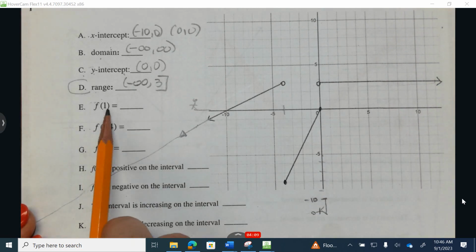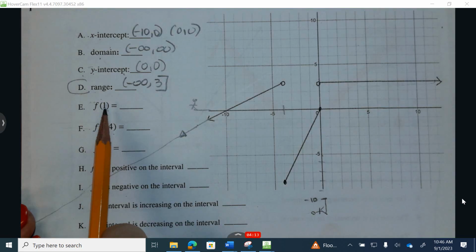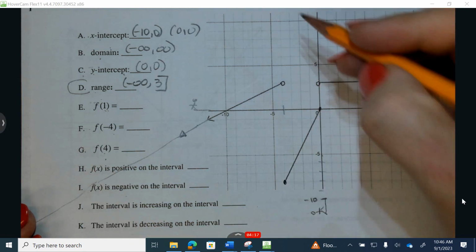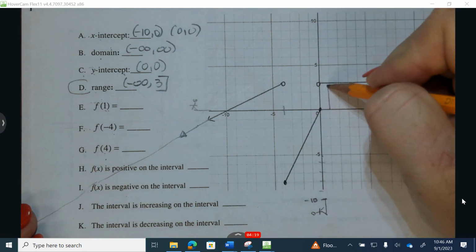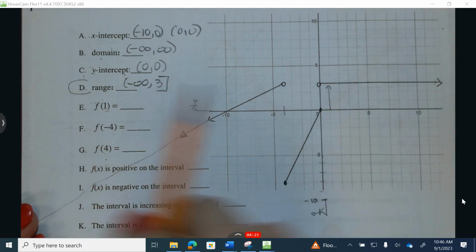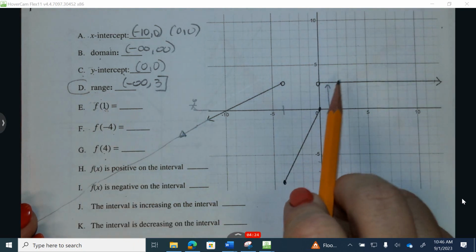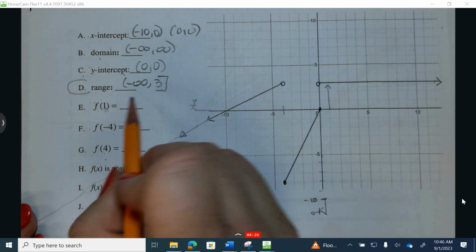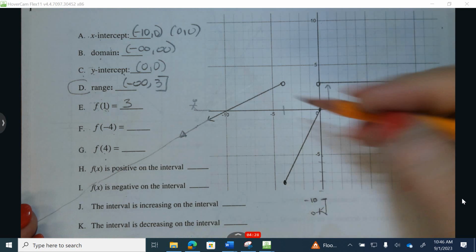Most students feel pretty confident about mapping. That may be a new term for you, but it means we are going to find, this always represents an x value. We find where x equals 1, we go straight up, and we say f of 1 maps onto a y value of 3.